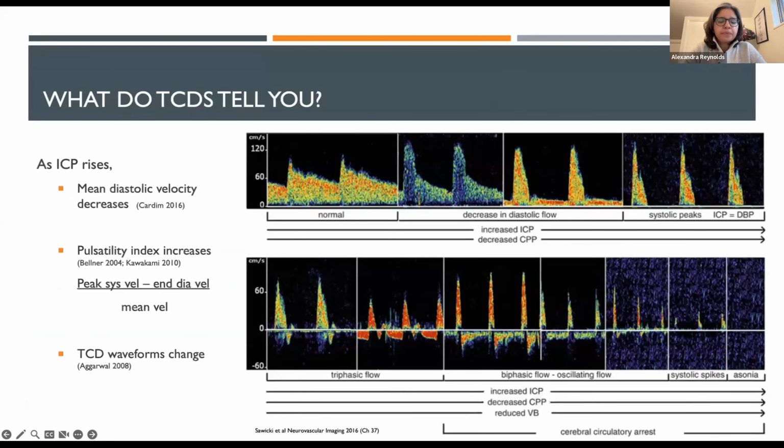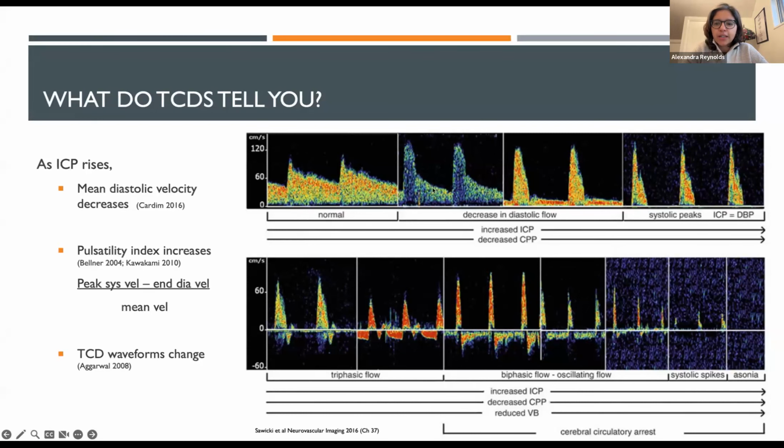function properly. And this is a really nice picture from a review where they discuss what happens as you increase your ICP and you decrease your cerebral perfusion pressure. So normal, you see there's a nice robust diastolic flow. You really shouldn't be able to tell much about systole versus diastole, except maybe right here. As the ICP increases, there's impedance of diastolic flow first. And so you can see this waveform changing.